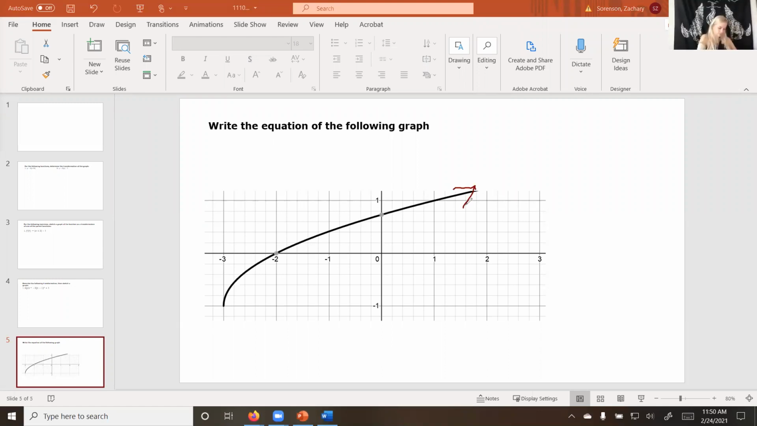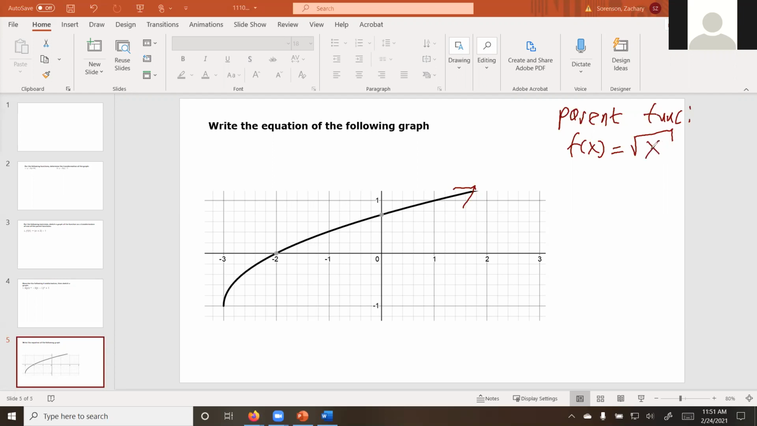And so for starters, we need to identify our parent function again. So what does this generally look like? Which graph that we've seen? Square root. Yeah. So we can write it. So I know at the end of the day, I'm going to have some sort of f of x equal to the square root of x. Now, it's not a bad idea to sketch that graph too, kind of have a frame of reference. My square root graph looks something like this.